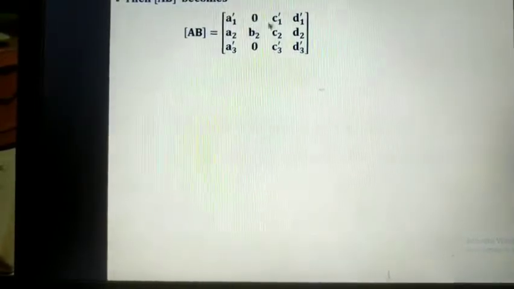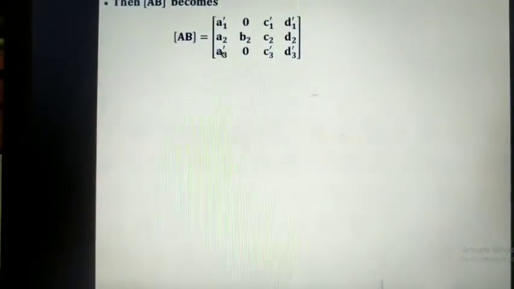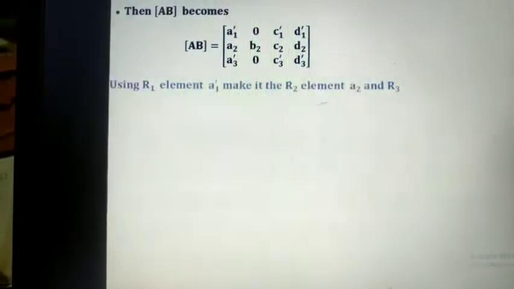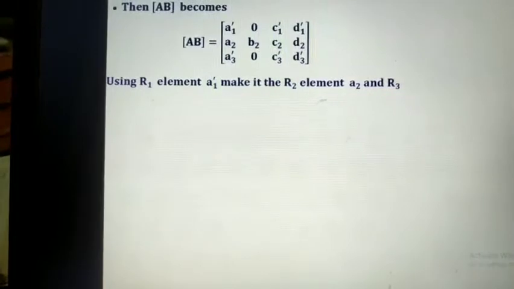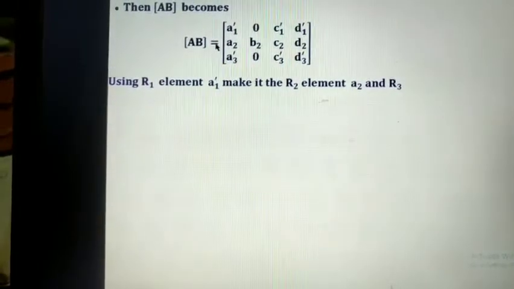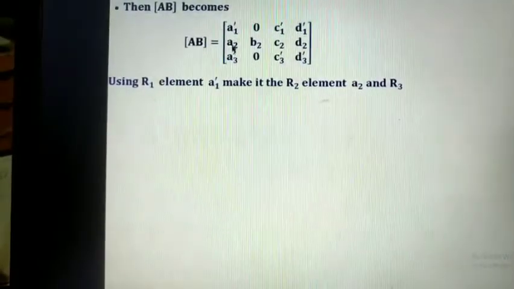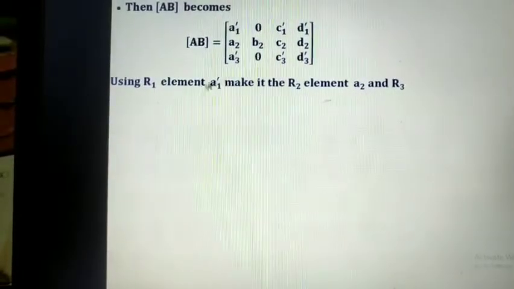Then the augmented matrix AB becomes: A1 changes to A1 dash, the term B1 becomes 0, C1 changes to C1 dash and D1 to D1 dash, R2 remains the same, and similarly B3 has become 0, therefore A3, C3 and D3 have changed and are written with a dash. Next the process is using R1, the first row, A1 dash, to make A2 and A3 dash to be 0.